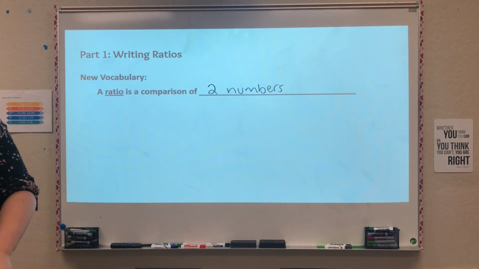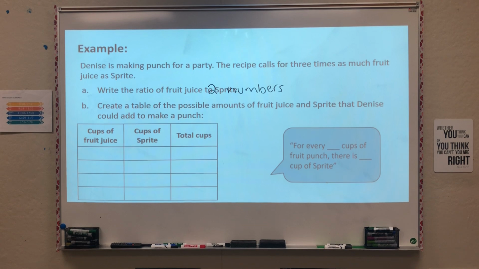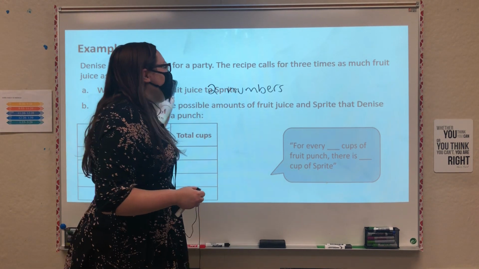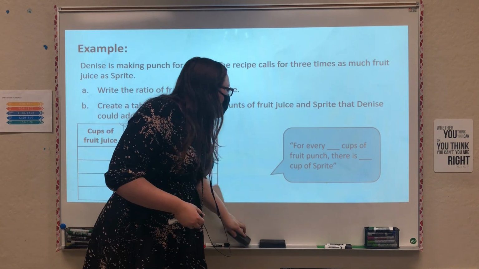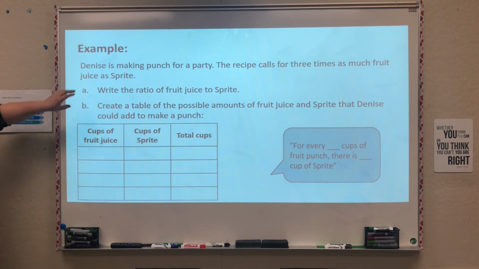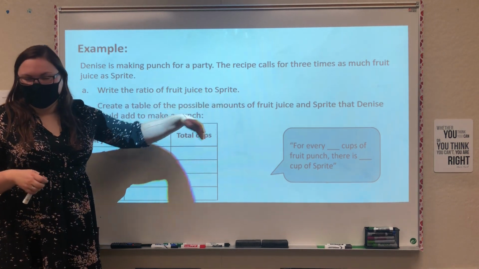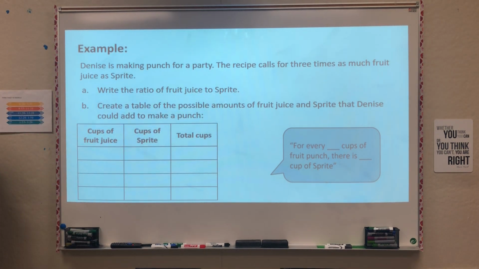To help us introduce what a ratio is, I've got this question about Denise. It says, Denise is making a punch for a party. The recipe calls for 3 times as much fruit juice as Sprite. The first question is asking us to write a ratio of fruit juice to Sprite. We just said a moment ago, a ratio is what? 2 numbers. Yeah, 2 numbers.